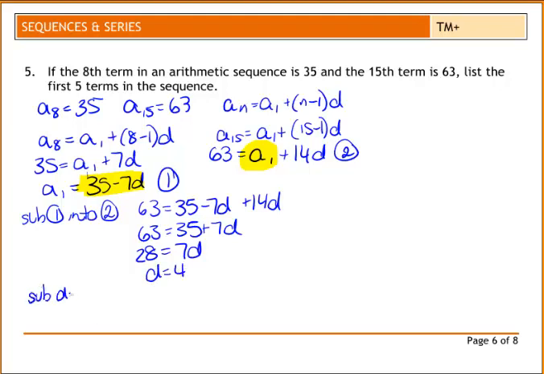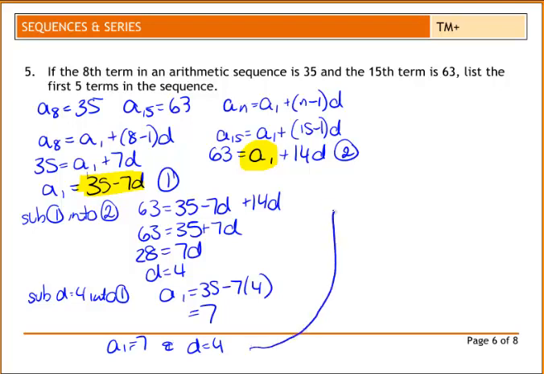Now I'm going to sub D equals 4 into 1. So I get A1 equals 35 minus 7 times 4. So 35 minus 28 gives me 7. Okay, so I've got that A1 equals 7 and D equals 4. So you wouldn't do this, you'd keep going down the page, but I've run out of room. So list the first 5 terms.